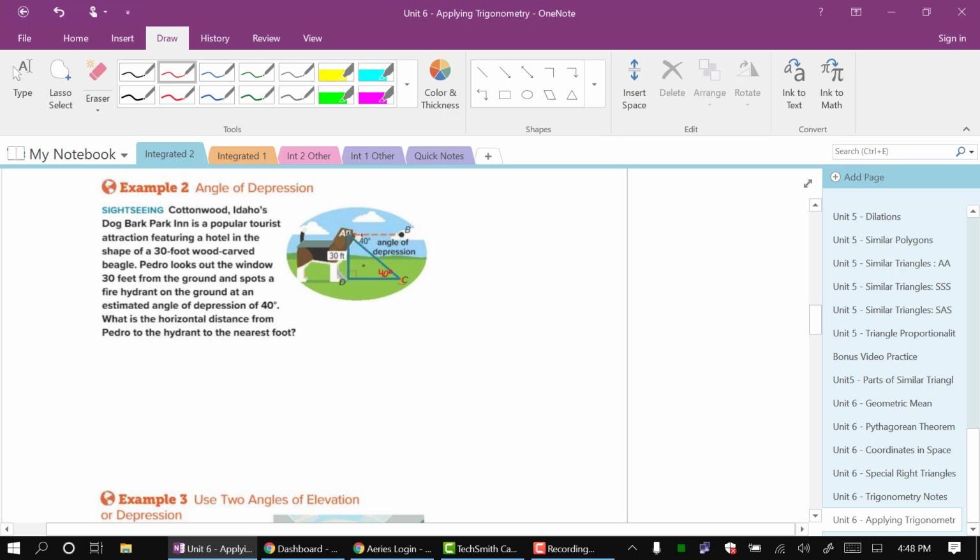So that's going to be opposite over adjacent, which is tangent. So tangent C equals AD over DC. So plug in the values. That gives you tangent 40 equals 30 over x. Multiply both sides by x gives me x tangent 40 equals 30. Divide both sides by tangent 40.